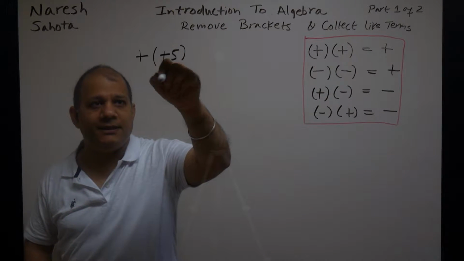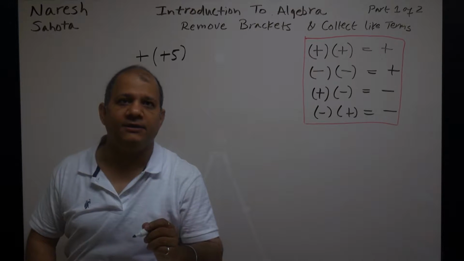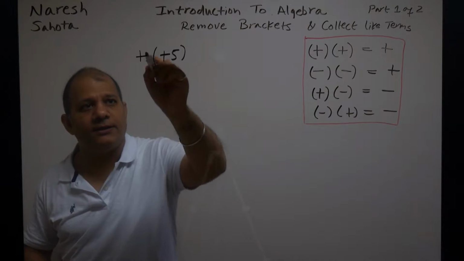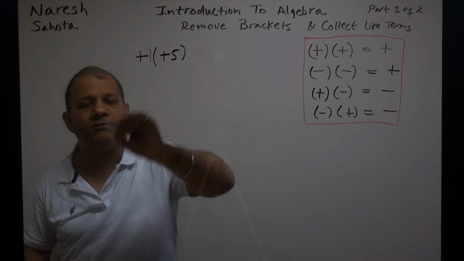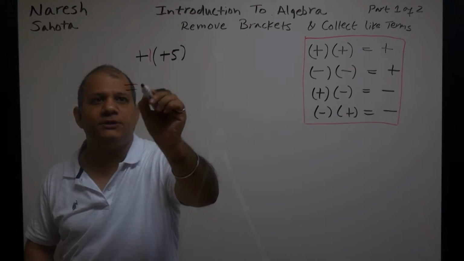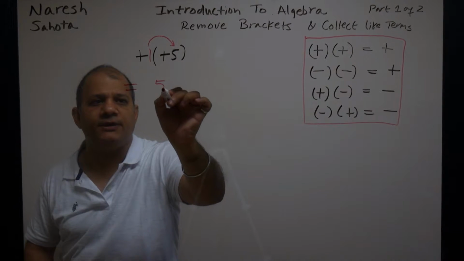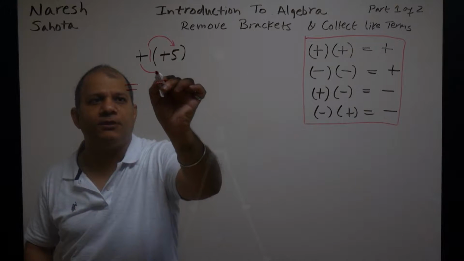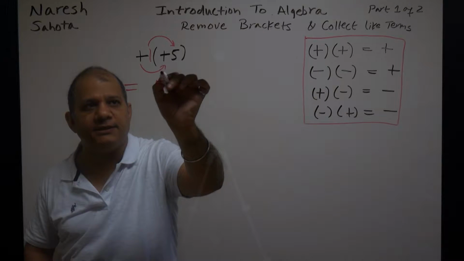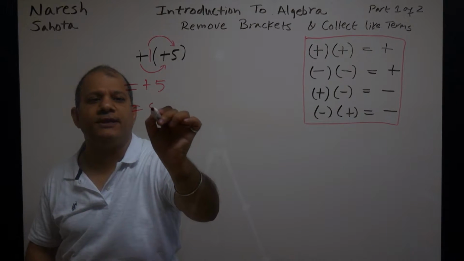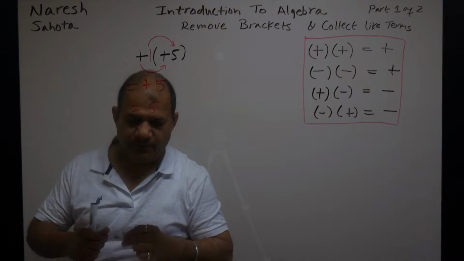Positive, and then we have a positive 5 inside the brackets. So how do we simplify this? We can say, okay, there is an imaginary 1 right here. What I can do is multiply 1 and the 5. So 1 times 5 is 5. And now I can multiply the signs together. What's positive times positive? It's positive. So the answer is 5.